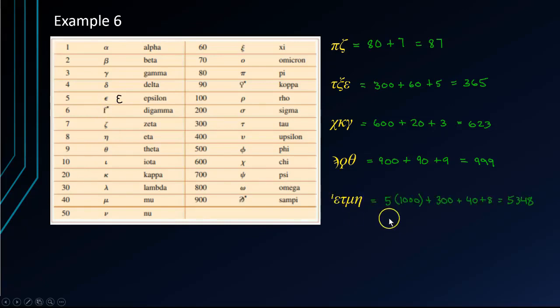But so this is indicating this. I have 5 times 1,000, the 5 coming from the epsilon, the iota giving the 1,000, 340, and 8. So that's 5,348. For this one here, I'm going to have 1,000 times 6 plus 800 plus 20 plus 1, and get 6,821. On to the next one.